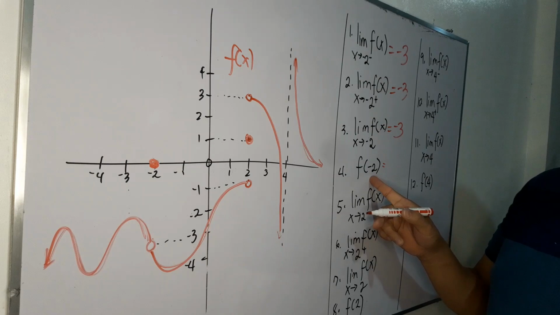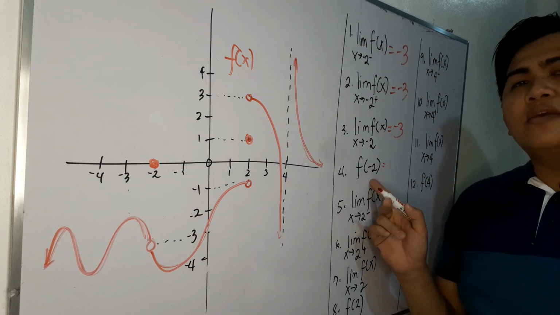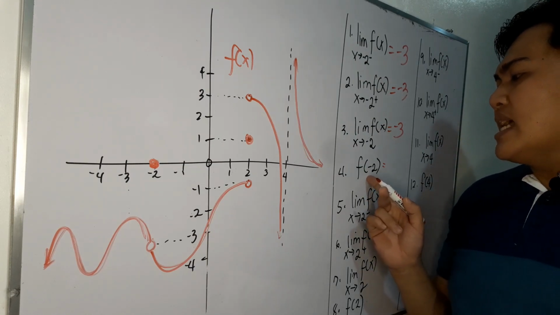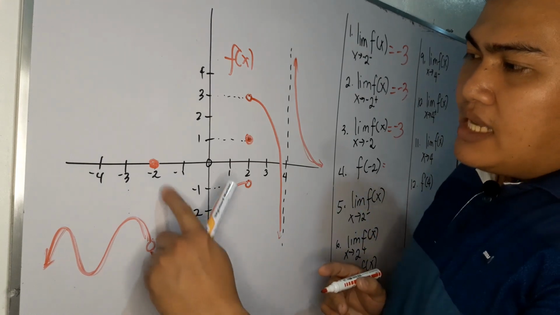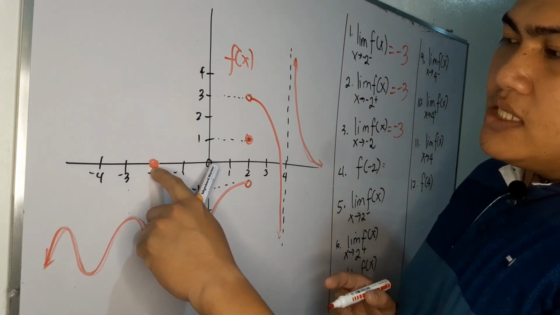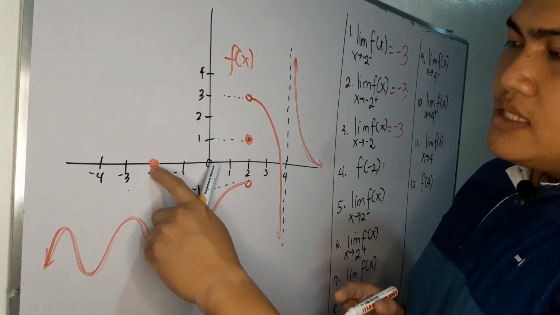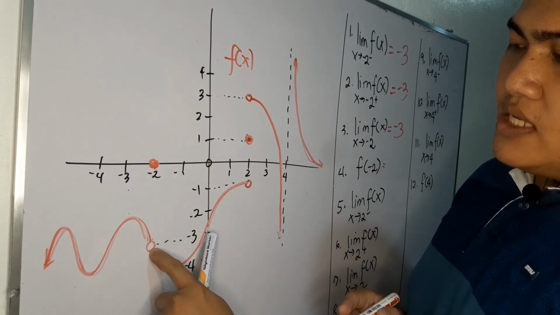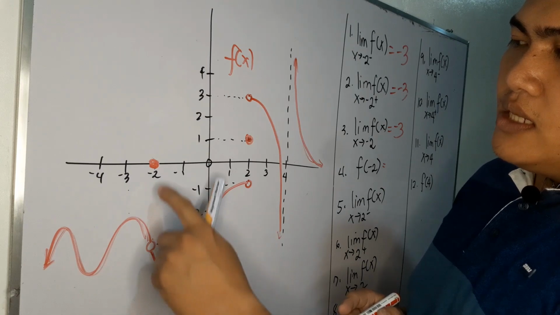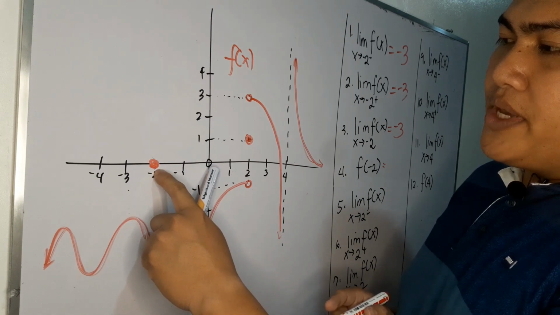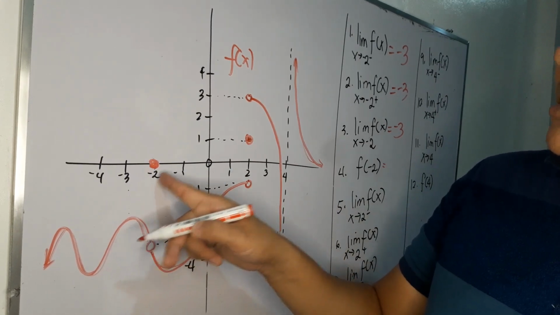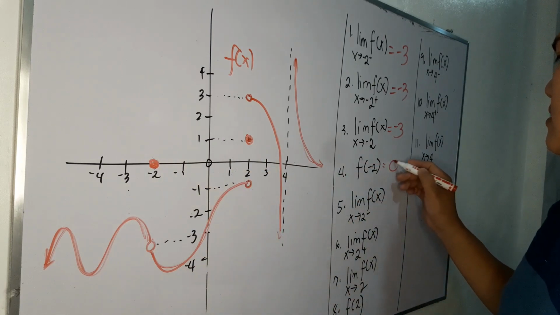How about f of negative 2? This is the y value when x is negative 2. So when x is negative 2, we have a solid circle here. So what is y here? That is 0. Here we don't have, because this is a hollow circle. So we have to look at this point here. So when x is negative 2, y is 0.